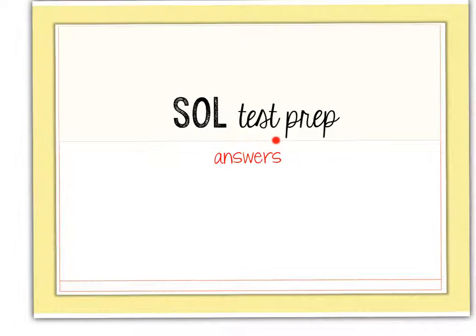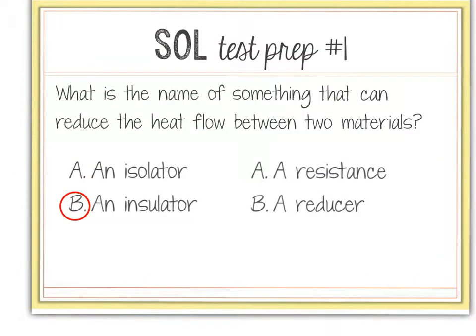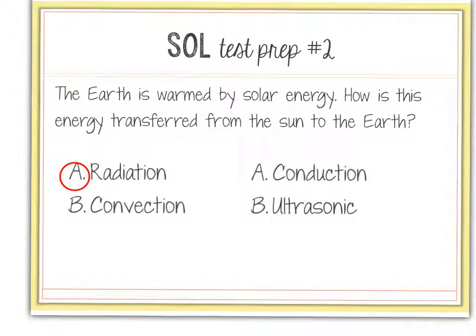Okay, so let's go over these answers for the test questions that are on your paper. So go ahead and flip back and find test question number 1, and let's see if you got it correct. Test question number 1, which is the name of something that can reduce the heat flow between two materials? The answer is actually B, it was an insulator. Test question number 2. The answer of how the Earth is warmed by solar energy, the answer was A, radiation, because it's going through a vacuum.